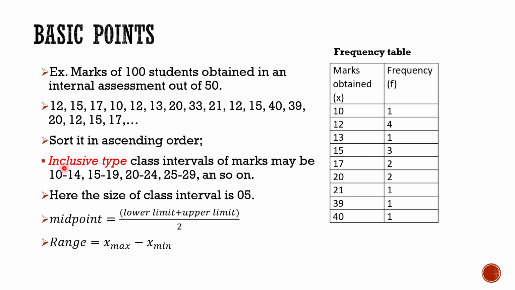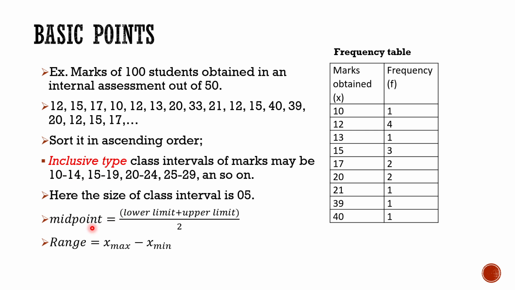Now, the basic points you need to know are the class intervals. We have gone through this in the earlier class, what is an inclusive type of class. For example, the marks can be classified as 10 to 14, 15 to 19, 20 to 24, and so on. This is called inclusive type of class intervals, where there is not a smooth shift from one class interval to the other class interval. And the size of the class interval here is actually 5. So 10 to 14, 15 to 19, and so on.